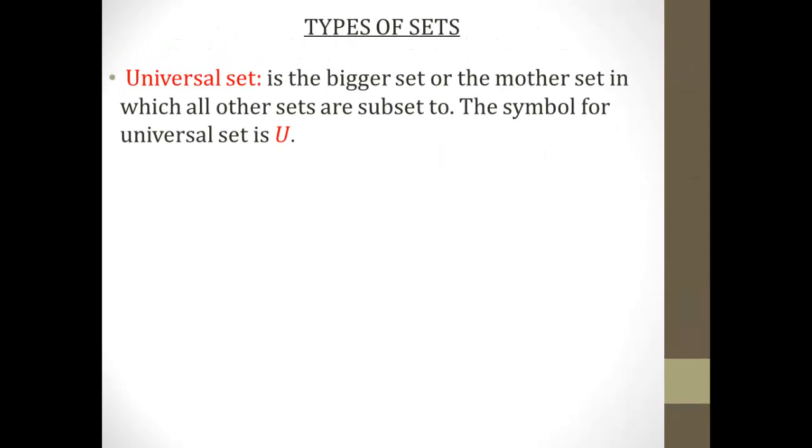Okay, so let's continue with the type. We have universal set. Universal set becomes like the mother set of all the sets under consideration. So it is a bigger set where all the other sets become a subset too. The symbol for universal set is a big U.